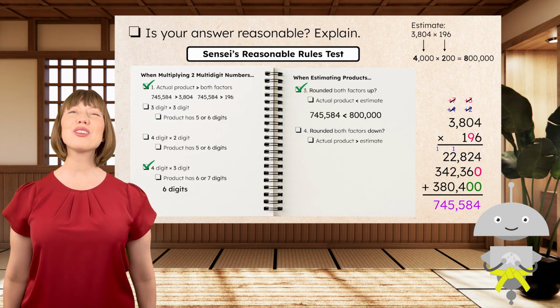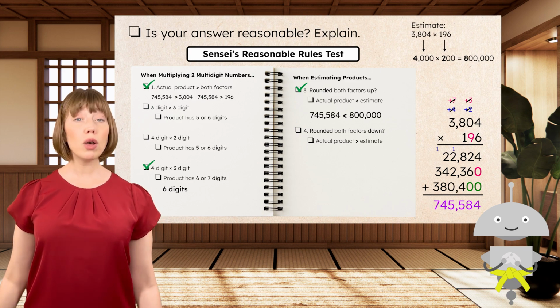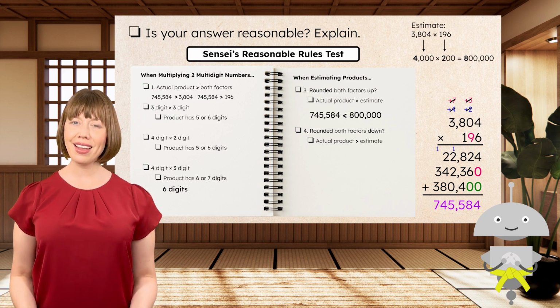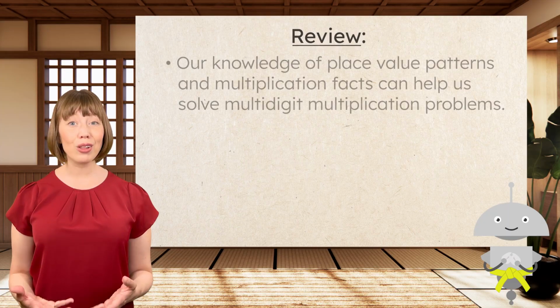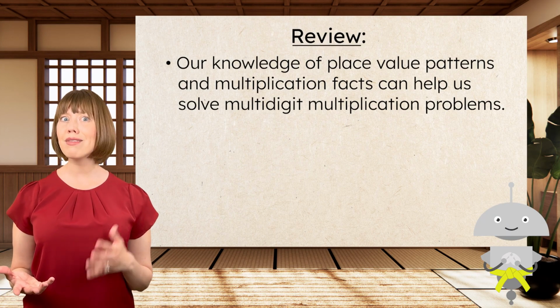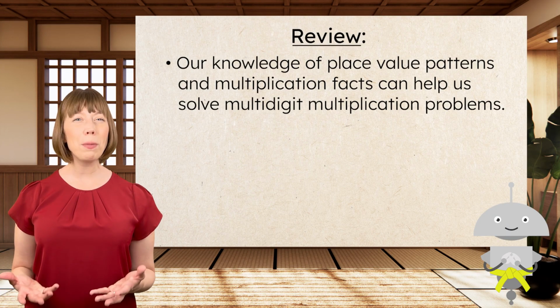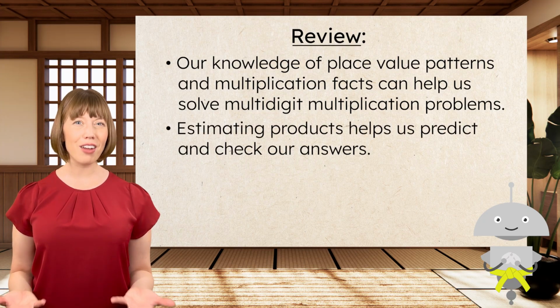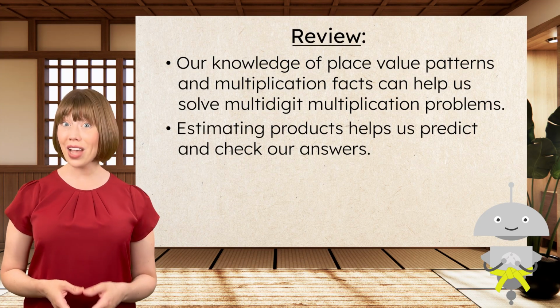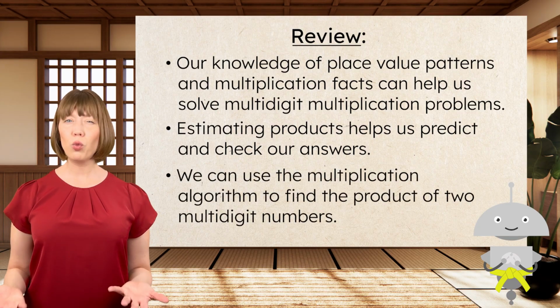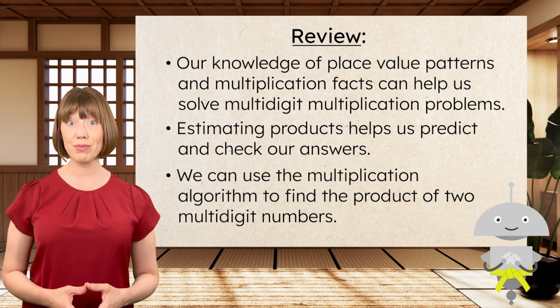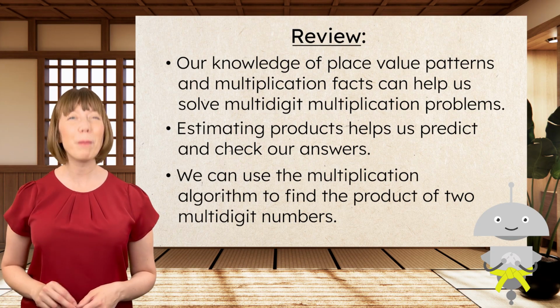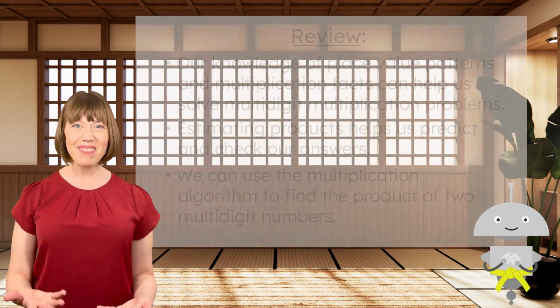Congratulations! Another challenge solved. So, what have we learned today? We learned that our knowledge of place value patterns and multiplication facts can help us solve multi-digit multiplication problems. Estimating products helps us predict and check our answers, and we can use the multiplication algorithm to find the product of 2 multi-digit numbers. Excellent work! You've earned the multi-digit multiplication badge.